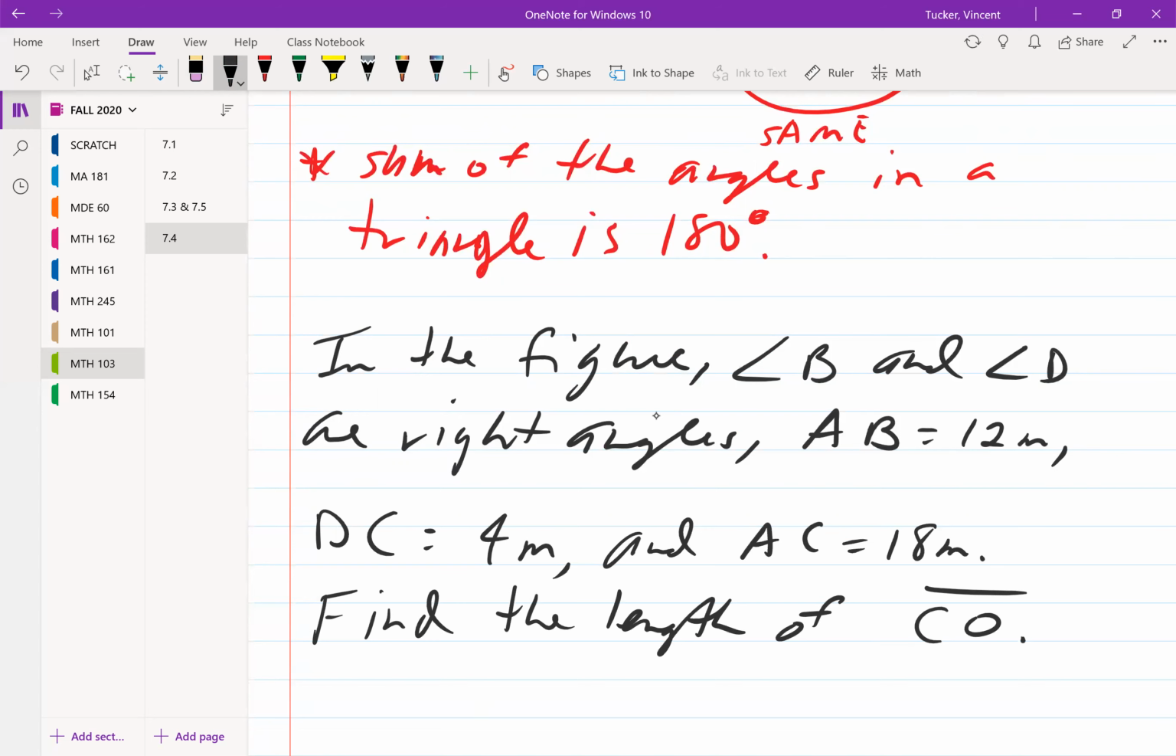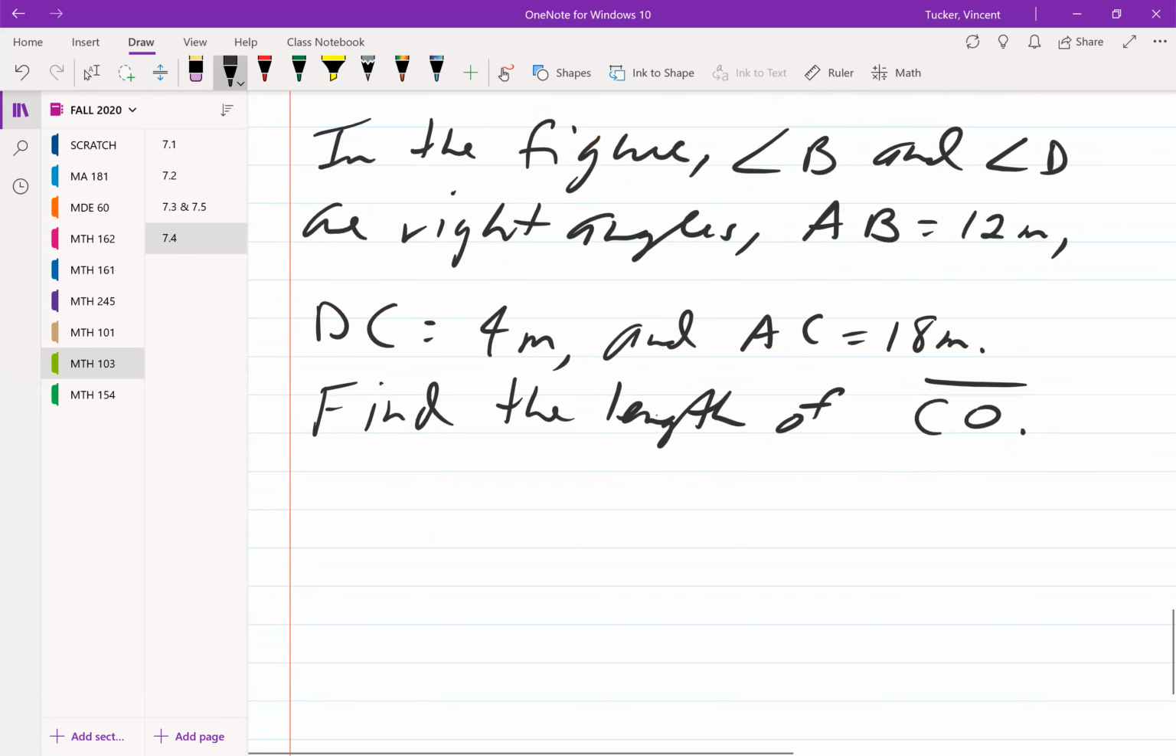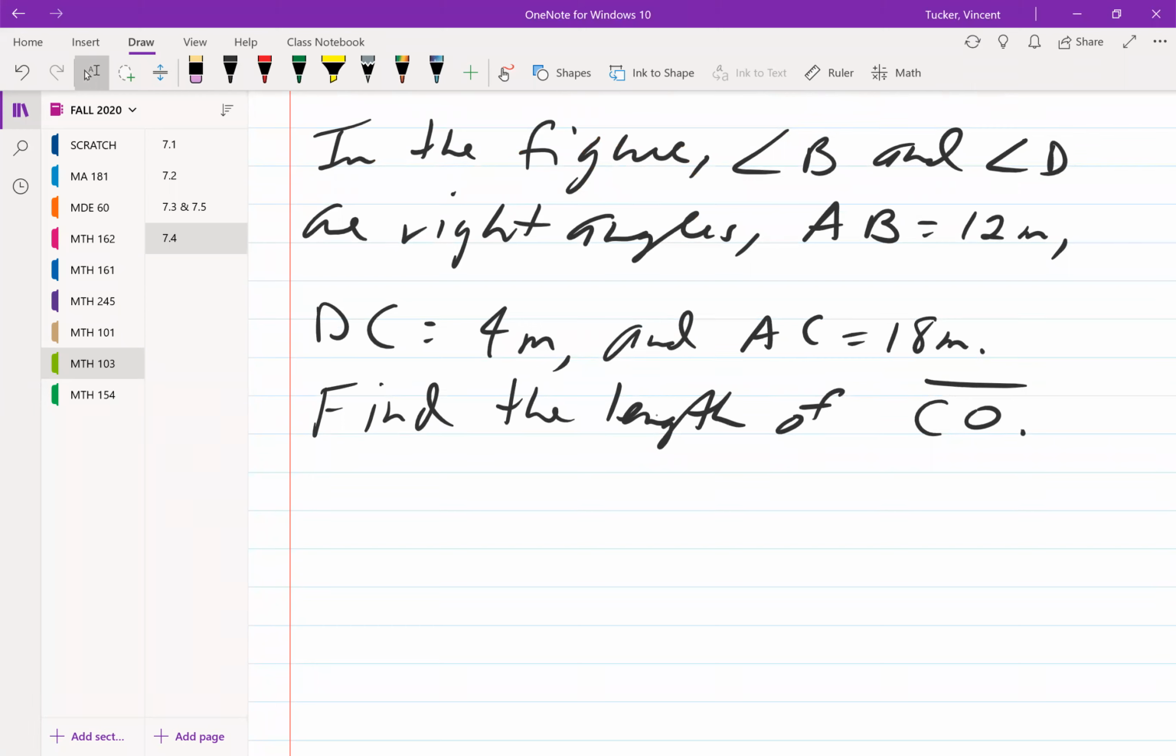All right, so I haven't drawn the figure yet, but it says in the figure, angle B and angle D are right angles. Side AB is 12 meters, side DC is 4 meters, and AC is 18 meters. Find the length of CO. All right, let's see if I can draw this well.